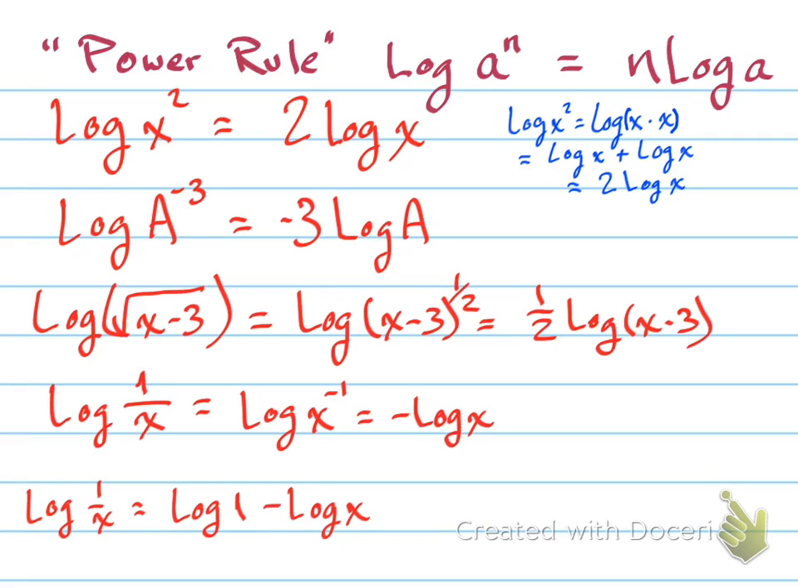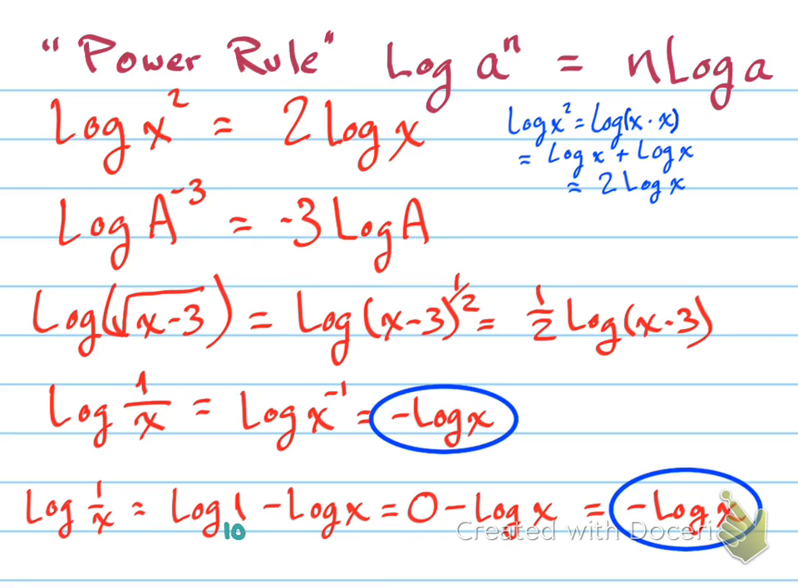Or I could have split that up as a quotient. Would I get the same thing, you may be asking, if I wrote that 1 over x as log of 1 minus log of x? Well, yes, actually it would, because the log of 1, that's log base 10 of 1, and so 10 to what power equals 1? Well, that has to be 0. So log of 1, no matter what the base actually, is equal to 0, and 0 minus log x just equals negative log x. So yeah, we get the same thing either way we interpret that log expression, 1 over x.